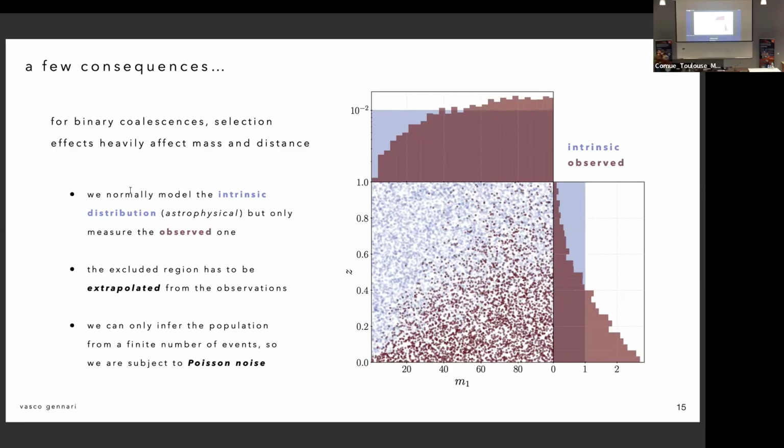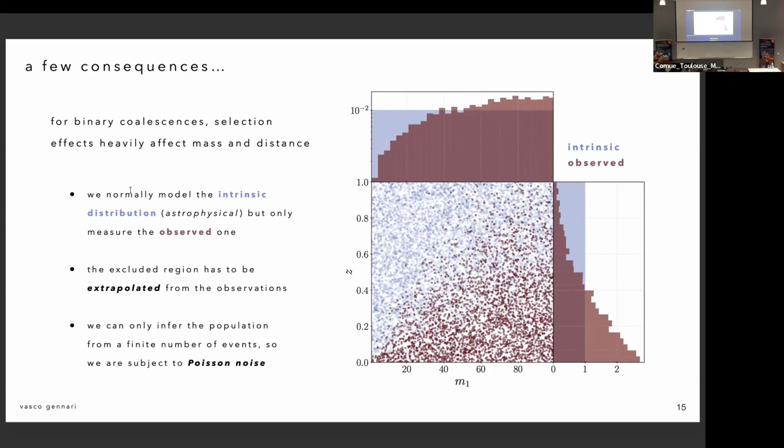If you go far enough, then the probability p_det is basically 0. There is no chance you're going to observe an event. But something similar happens with the mass, because the mass of the system determines the frequency, and the frequency, of course, based on where it is placed in the sensitivity curve of the detector, implies that high mass events, for example, are more likely to be observed, and low mass events are the opposite. So you can think of this like a filter. The detector filters the intrinsic astrophysical distribution based on the properties of the events.